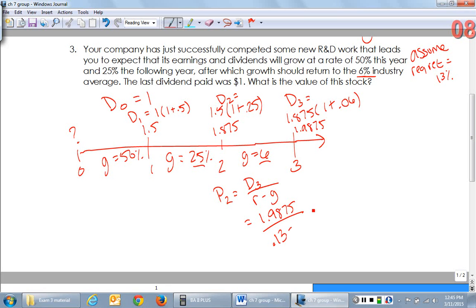Divided by 13% minus the growth rate, and we use the constant growth rate, the 6%. So that gives you 28.393. So now that we know the present value of all cash flows after time period 2, we can ignore all the cash flows that occur after time period 2. So we're ready to put this into our cash flow worksheet.